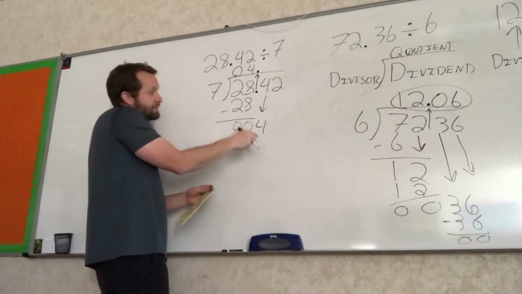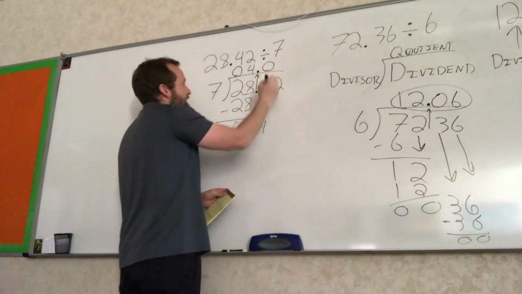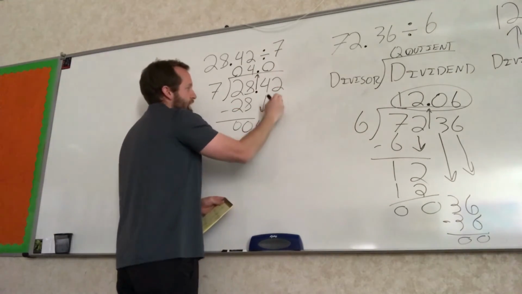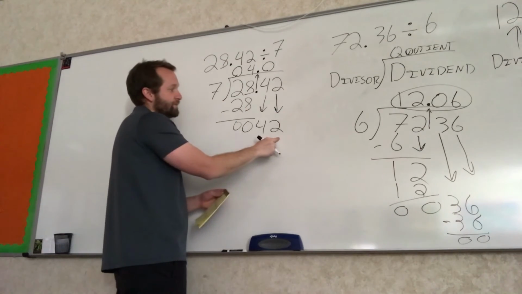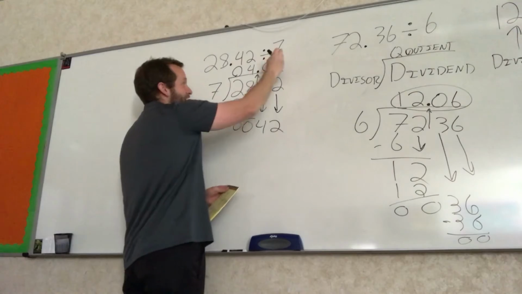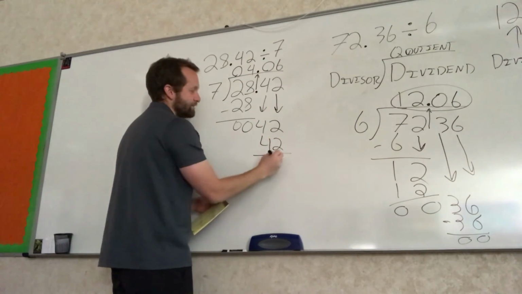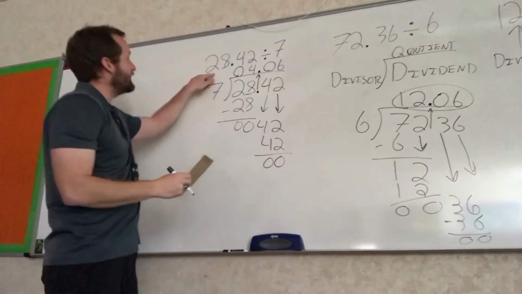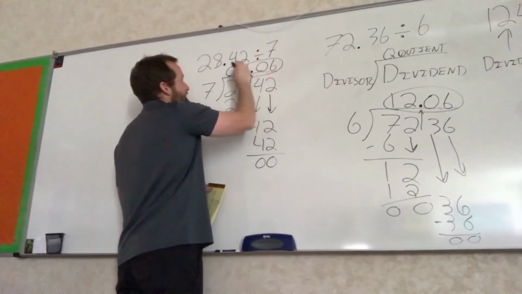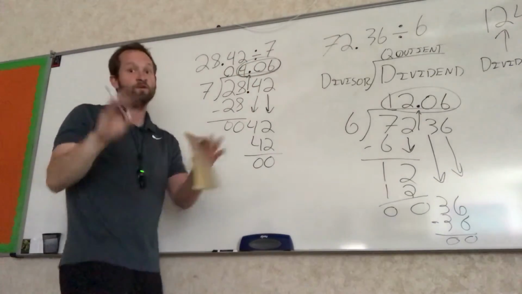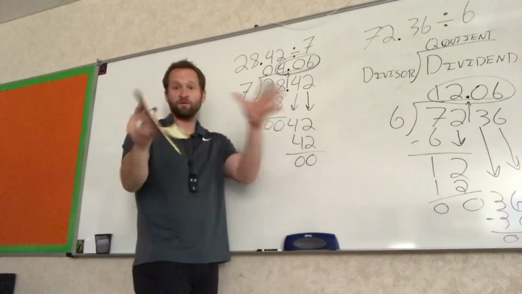Does 7 fit into 4? It doesn't, right? So it's in 0 times, so I write my 0 in the quotient, and bring down my next digit, which is a 2. Does 7 fit into 42? It does. It fits in 6 times. 6 times 7 is 42, so we are left with 0. So 28.42 divided by 7 equals 4.06. Hopefully you got that. If you didn't, that's fine. Give it another try. But that's what we're going to do today.